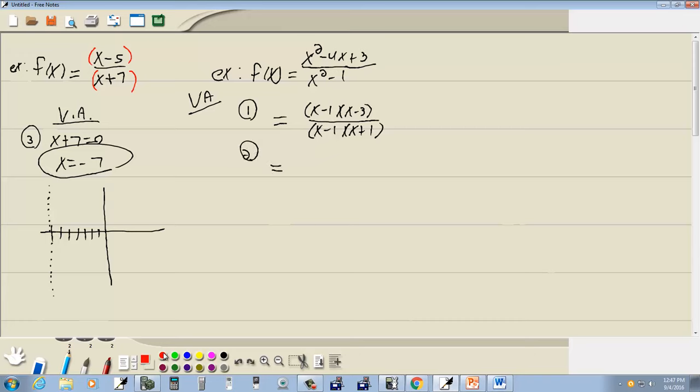Step 2, cancel if possible. Notice how they both have an x minus 1 now, so those are going to cancel. And we have x minus 3 over x plus 1. Step 3, set your denominator equal to 0. So we have x plus 1 equal to 0, and solve. And we get x is equal to -1. And that would be our vertical asymptote.